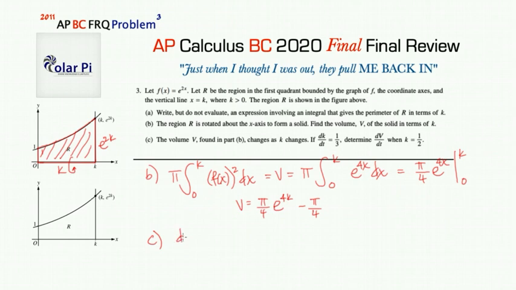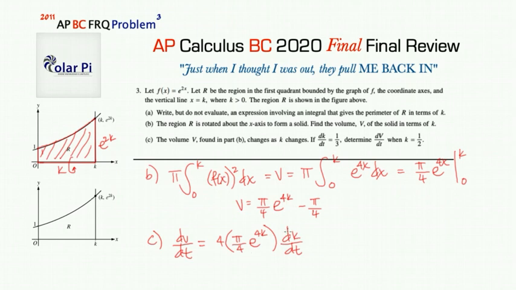So on the left, we're going to write dV/dt equals, on the right, the derivative of this is going to say 4 times pi over 4, and then e to the 4k, and then don't forget by chain rule dk/dt. And then the derivative of this is 0, and that's why I wanted to keep this the way it is, uncomplicated.